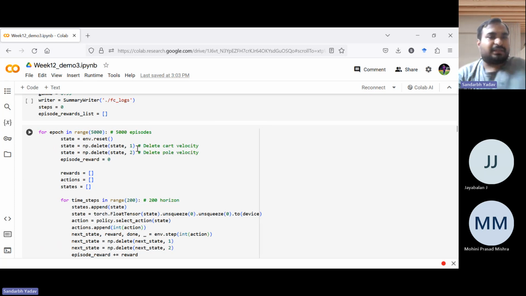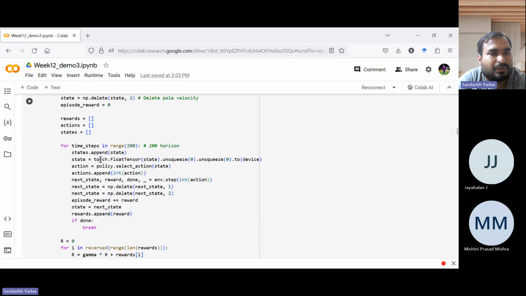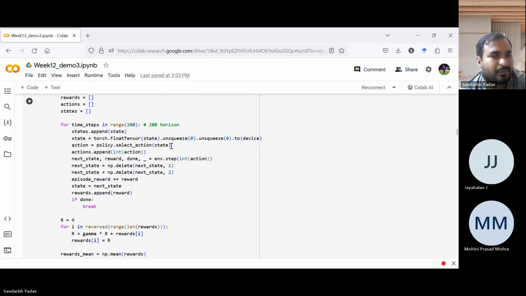So here we are bringing in that component of partial observability. We are basically deleting the cart velocity and pole velocity. Cart velocity was at the first index, so first we delete it. Then the remaining three indexes are there, 0, 1, 2. Then we delete the pole velocity, which is at index 2 now. We also keep the horizon as 200. If the episode doesn't end in 200, then we will manually end it.